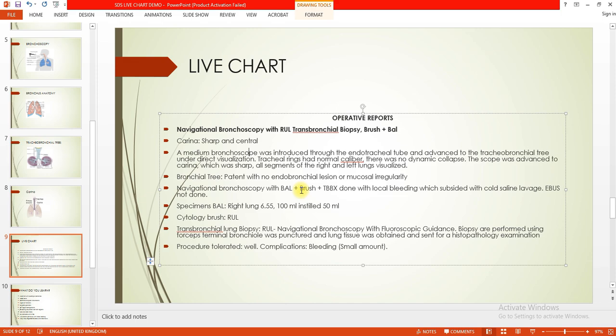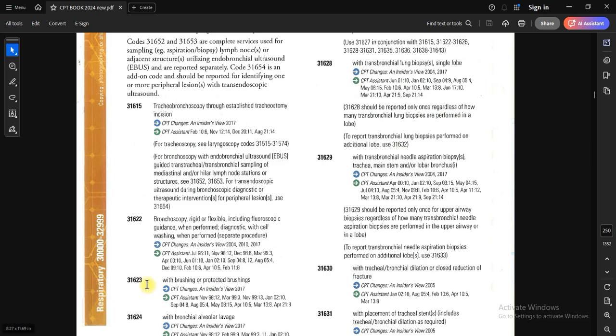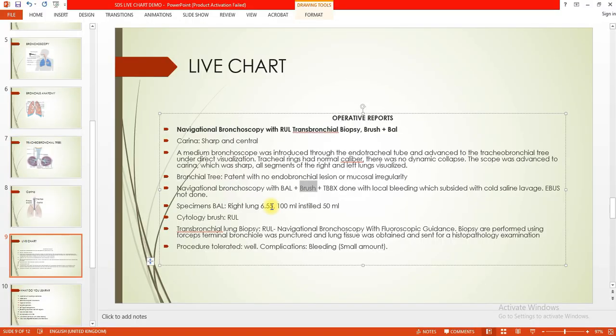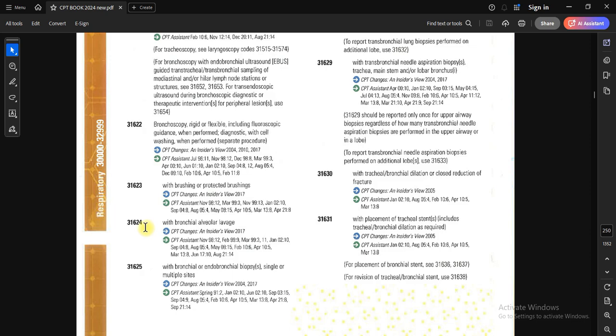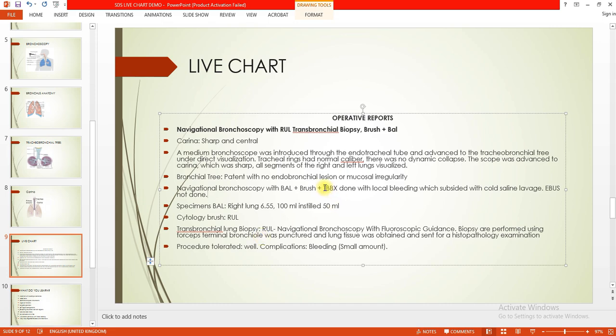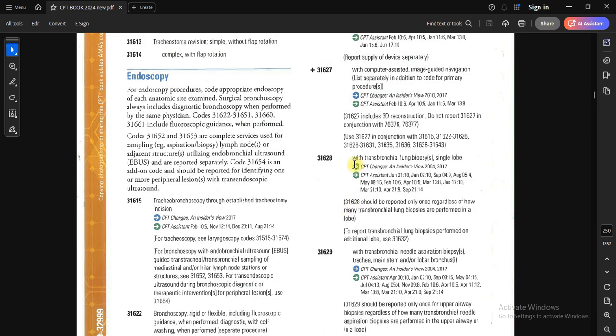First, the physician has performed brushing. For brushing, we will use this one, 31623. So this is for brushing. Then the physician performed washing also, correct? No washing, no need to code for washing. Next, we need to code for BAL. We will code for BAL here, 31624, with the bronchial alveolar lavage. Next, we need to code for TBLB.